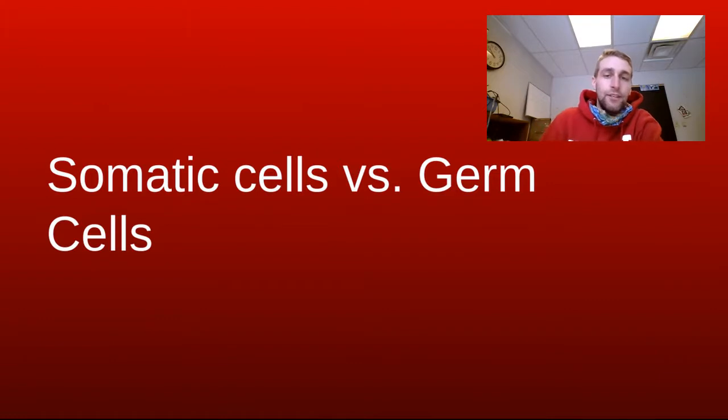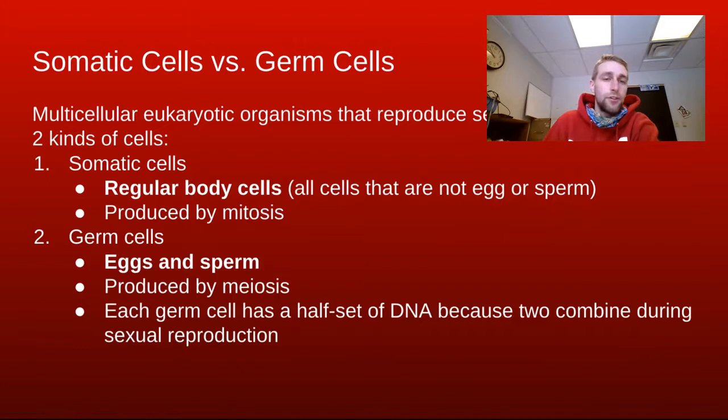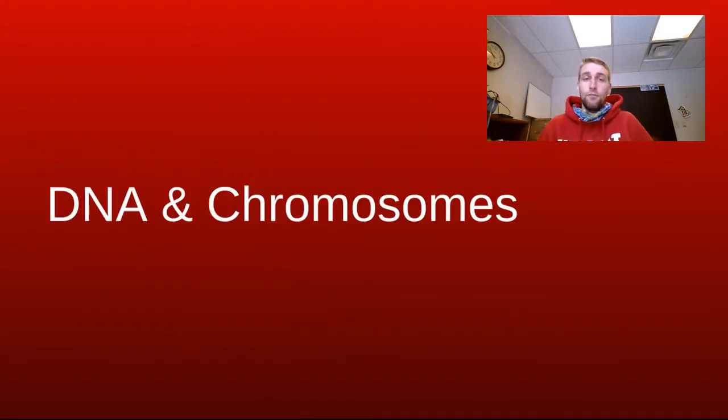Next is somatic cells versus germ cells. We mentioned this a couple weeks ago, but here's a little refresher. Somatic cells are basically your body cells, so everything that is not egg or sperm, so that's most of the cells in your body. Those are made by mitosis. Germ cells are egg and sperm. They're produced by meiosis. And like we said, each egg or sperm, each germ cell has a half set of DNA, which is how fertilization works. Remember that the term germ cell, when we mean it here, is not like germs, like microbes that make you sick. It refers to eggs and sperm.